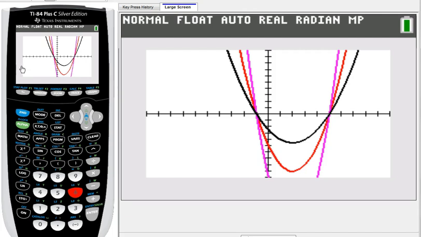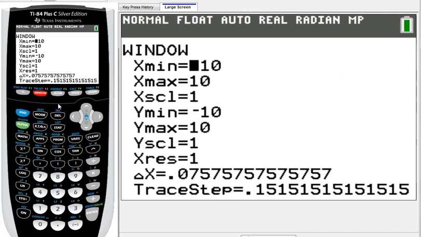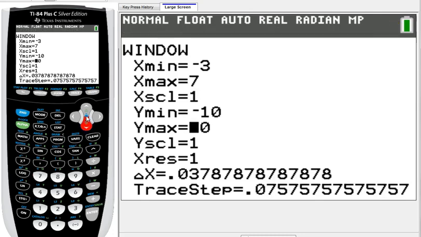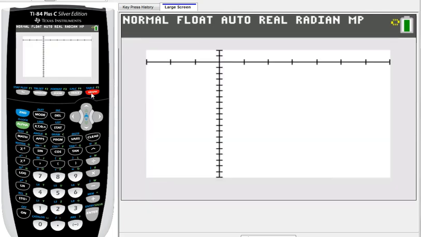I'm going to press window. And we're going to go x was -3 to 7, and our y's were -20 to 20. Now just hit graph and it will preserve those window scales that you've made. I've obviously screwed something up here. Maybe it only went 2 in the positive y.